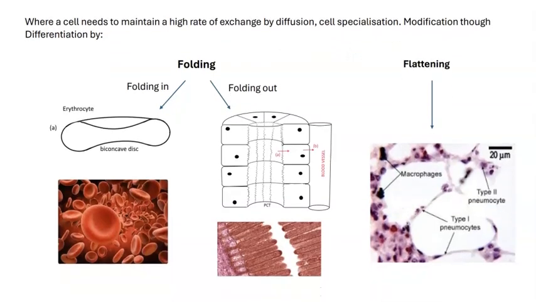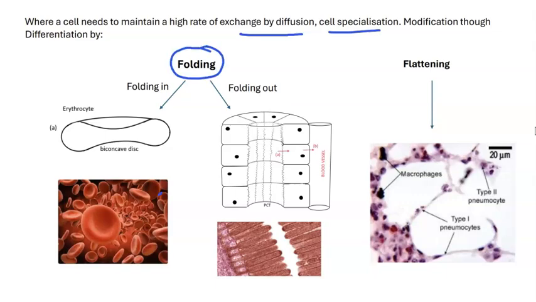So cells need to maintain diffusion, and one of the ways that they have around this issue is to modify their surfaces so that exchange rates by processes such as diffusion become more efficient. So they express genes that change their shape, they differentiate, and they specialize their function. So here's 3 examples of that phenomenon. This is the first one, is folding.